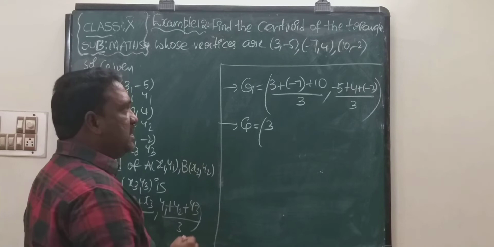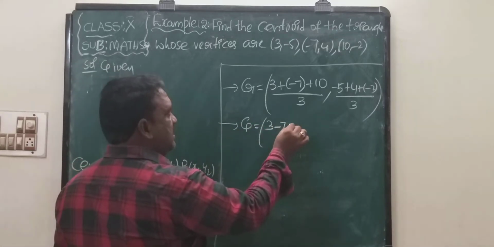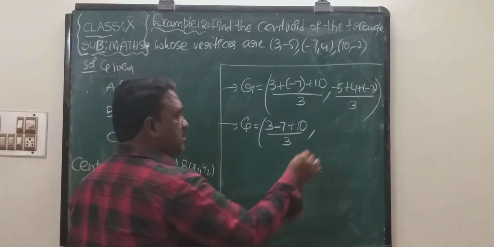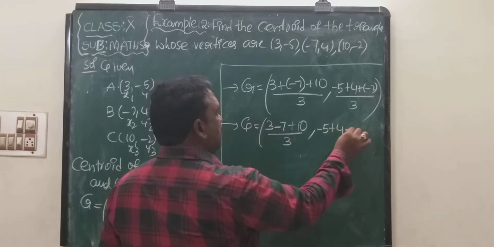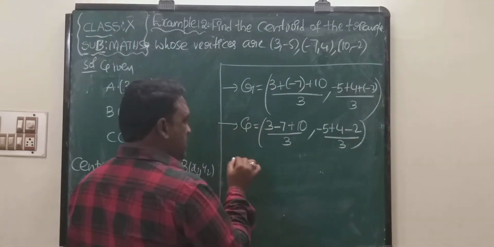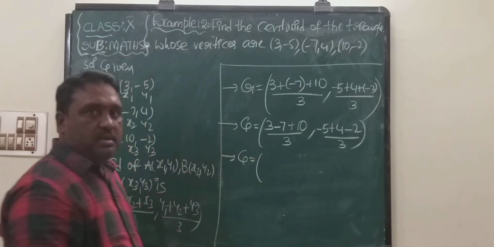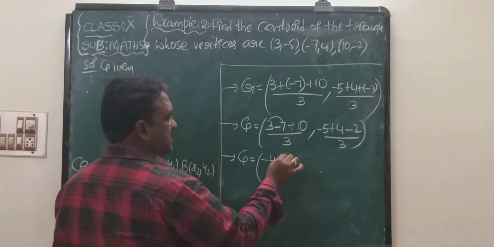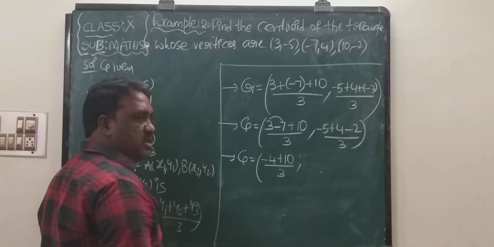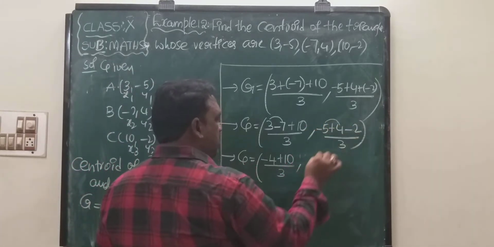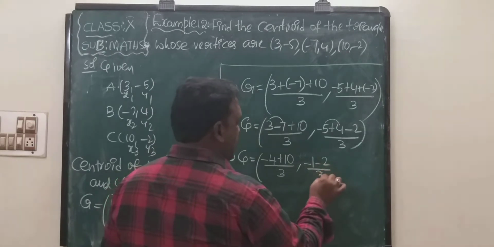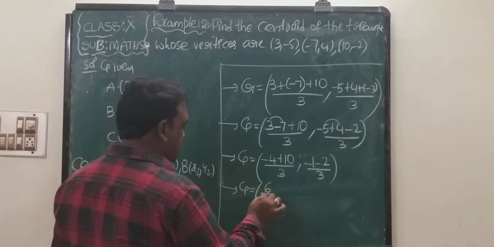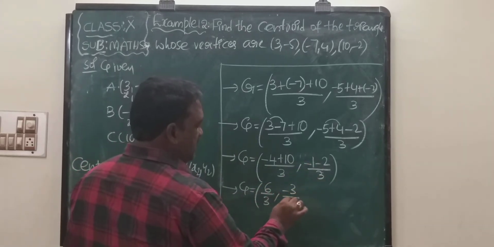Then do the calculations. Plus into minus: minus 7 plus 10 by 3. Then see the second one: minus 5 plus 4 minus 2 by 3. Then G equal to subtraction: 3 minus 7 minus 4 plus 10 by 3, then minus 5 plus 4 minus 1 minus 2 by 3. G equal to, this is how much? 6 by 3, and this is minus 3 by 3.